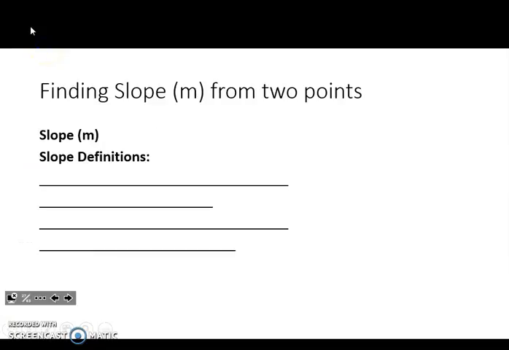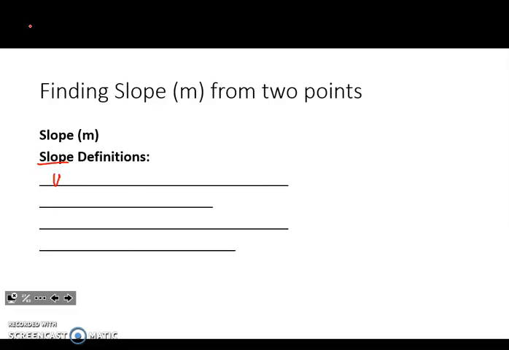All right, in this video, we are going to be finding slope from 2 points. Okay, so they want us to list the slope definitions again. Guys, since they've already listed slope as one of them, we can't list that again.